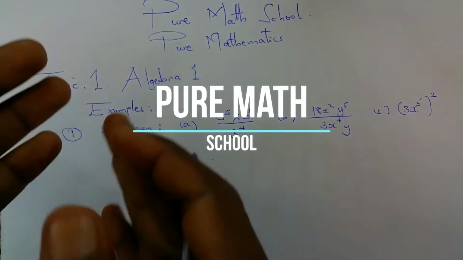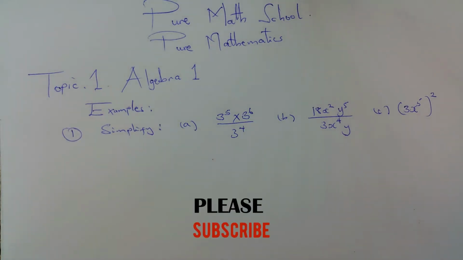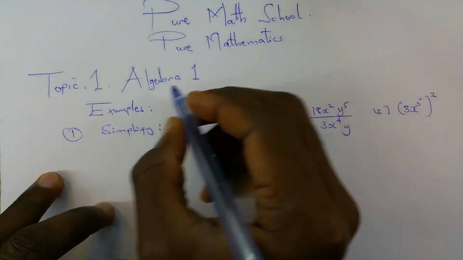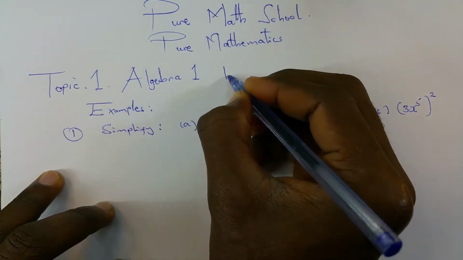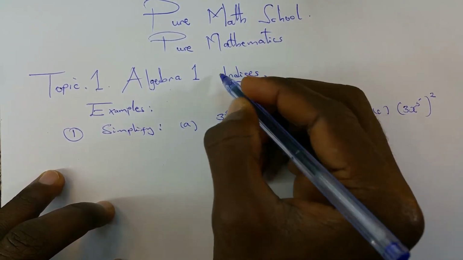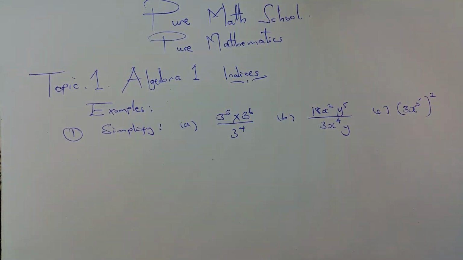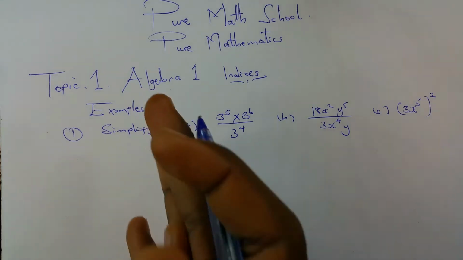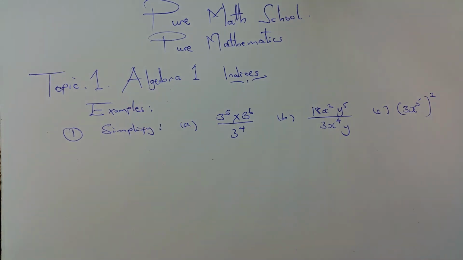We're continuing with Algebra 1. That's the first topic. And today we're continuing with indices actually. In our previous video, we talked about indices whereby we derived the rules or the laws or the properties we need to apply when handling numbers having indices. And today we are now going to see into examples.